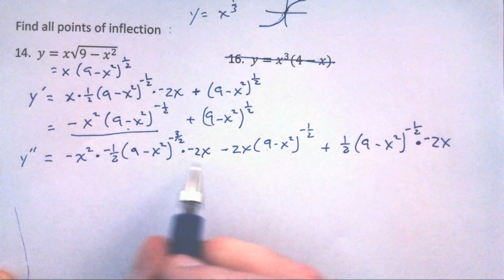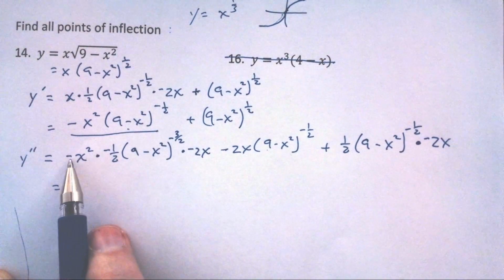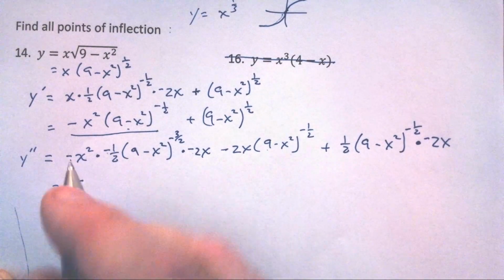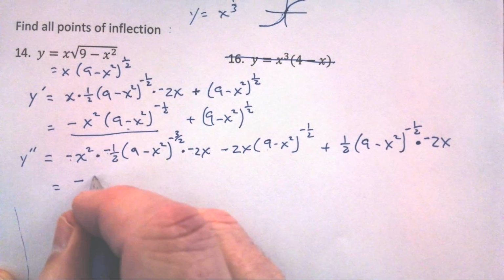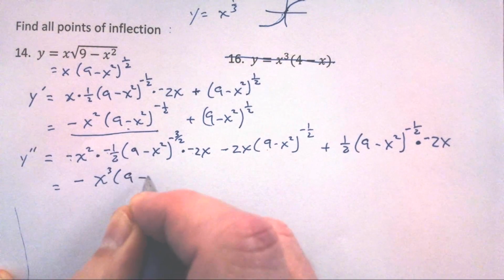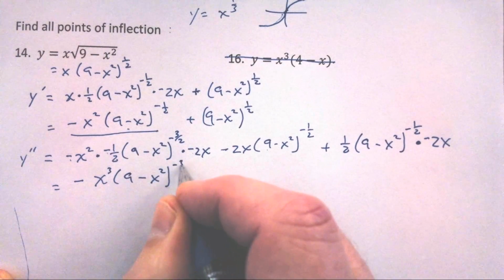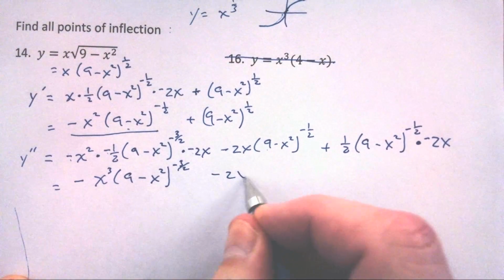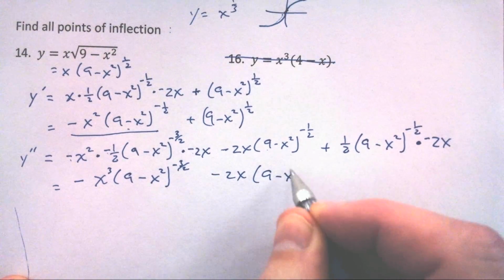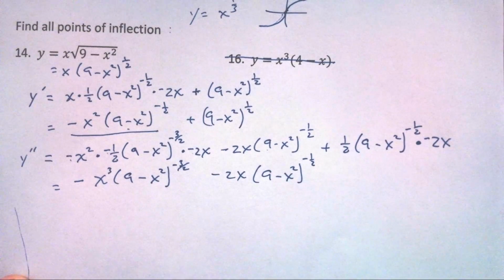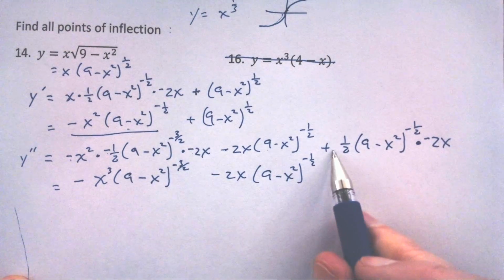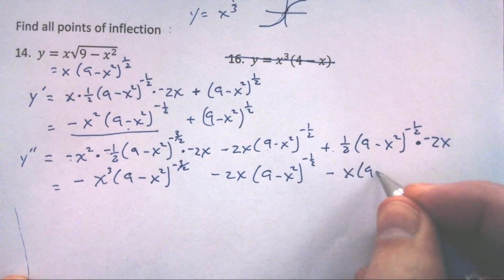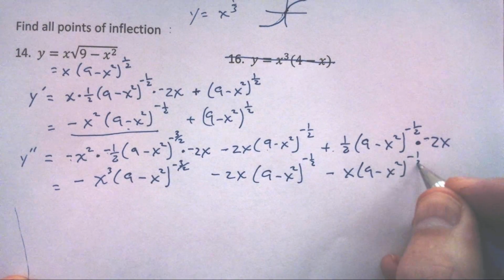All right, let's clean some things up. I've got a negative times a negative times a negative. Negatives win. 2's cancel. I've got 3 x's, x cubed, times 9 minus x squared to the negative 3/2. Minus, I don't think I can clean this one up anymore. 9 minus x squared to the negative 1/2, plus times minus, minus, 2's cancel, x times 9 minus x squared to the negative 1/2.